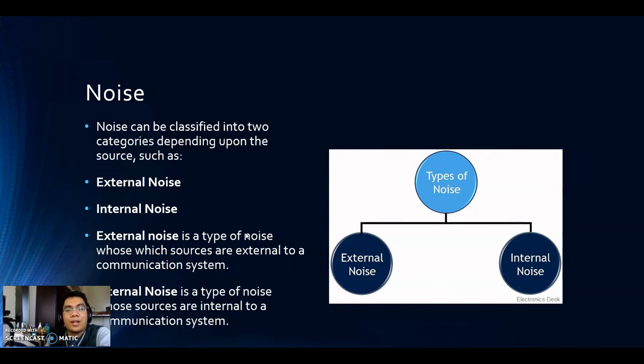Noise can be classified into two categories depending upon the source. As you can see in the picture, those two categories are external noise and internal noise. External noise is a type of noise whose sources are external to a communication system, while internal noise is a type of noise whose sources are internal to a communication system.